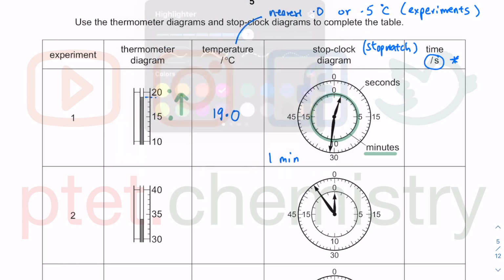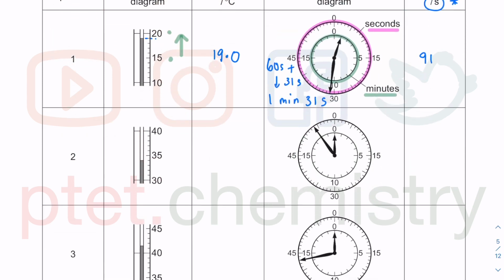So let me just highlight this in pink because it might be better if it's color, although you're not allowed to use highlighter in exam, of course. So what do we have there? We have 0 all the way to 30, then 35, 40, 45. So this is 31 seconds there. So 1 minute 31 seconds, that's going to give me 60 seconds for 1 minute, plus 31 seconds, that's going to give me 91 seconds altogether. Now the next one, in terms of temperature, 30 there, 35 there, so this must be 34.0 degrees Celsius.